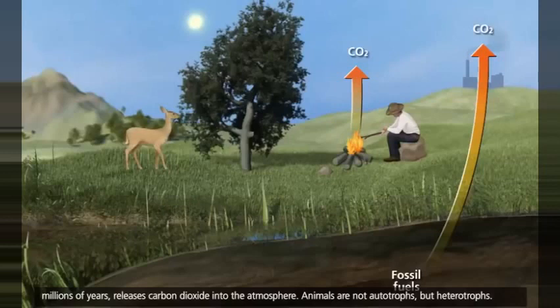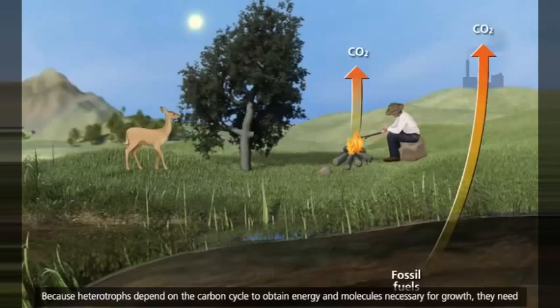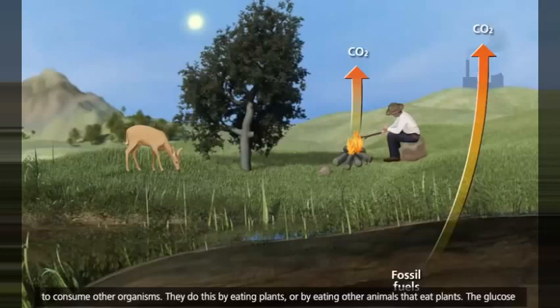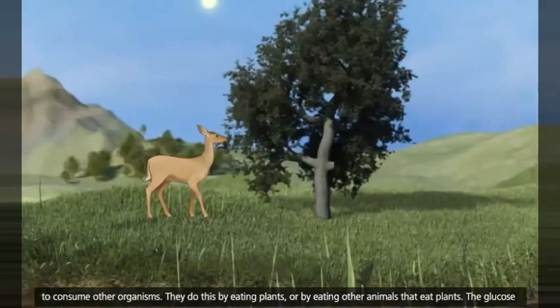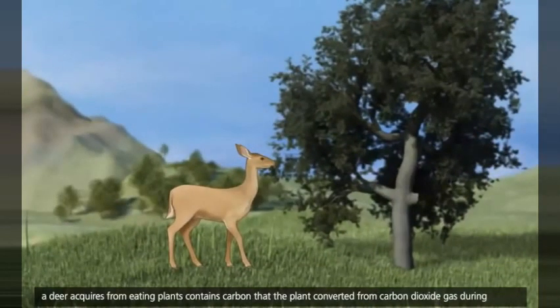Animals are not autotrophs, but heterotrophs. Because heterotrophs depend on the carbon cycle to obtain energy and molecules necessary for growth, they need to consume other organisms. They do this by eating plants, or by eating other animals that eat plants. The glucose a deer acquires from eating plants contains carbon that the plant converted from carbon dioxide gas during photosynthesis.